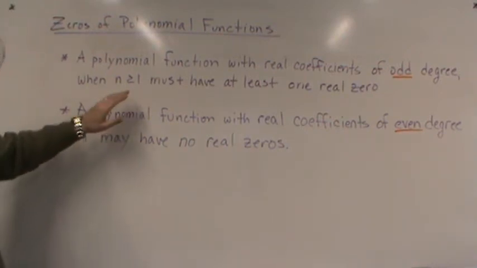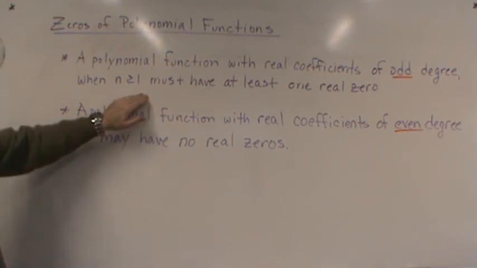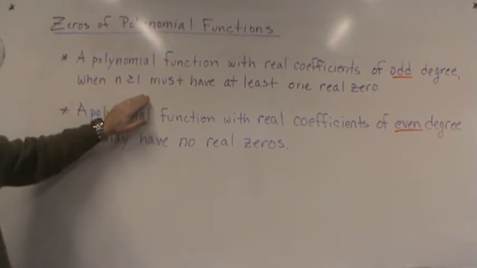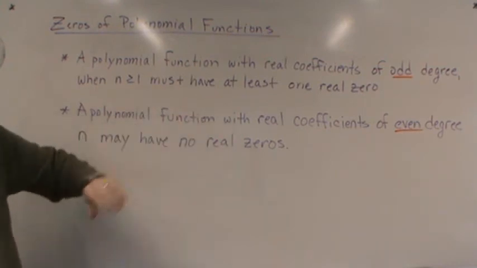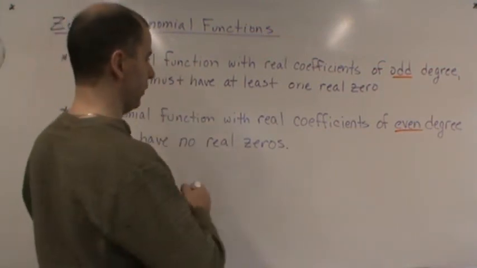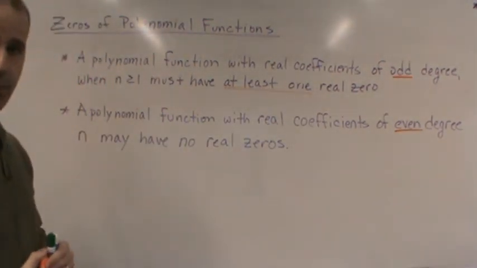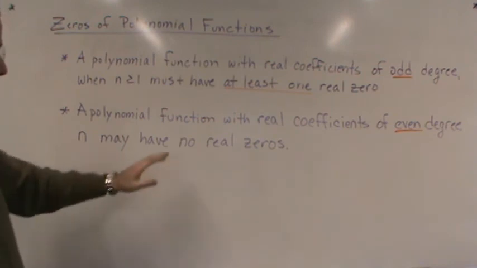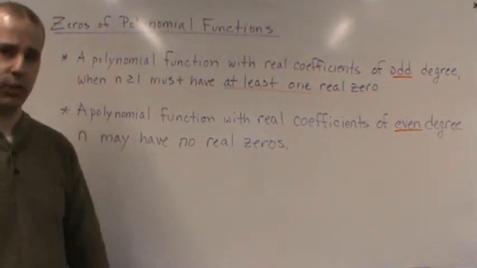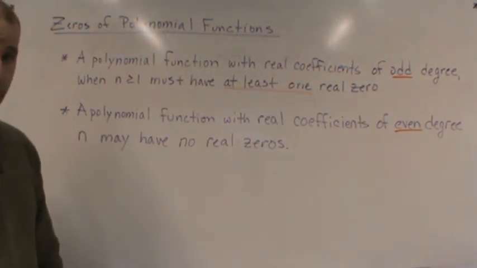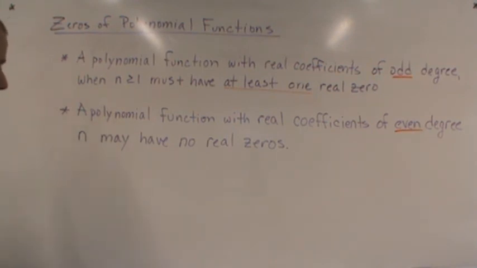Again, if the polynomial function with real coefficients has an odd degree, then there has to be at least one real zero. There may be more, but there has to be at least one. If the polynomial function with real coefficients is even degree, then there might not be any real zeros. And that's it. Something to keep in mind.